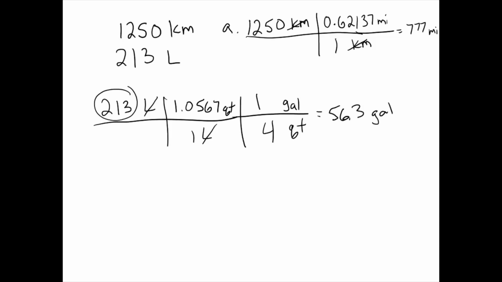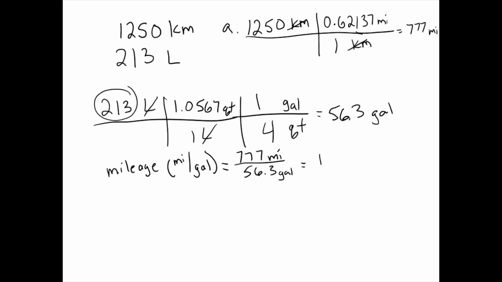So our average fuel economy, okay, mileage is in terms of miles per gallon, right? So we're going to take our miles, 777 miles, divided by our gallons, 56.3 gallons. And that gives us 13.8 miles per gallon, or MPG.